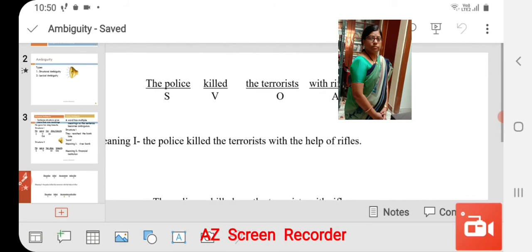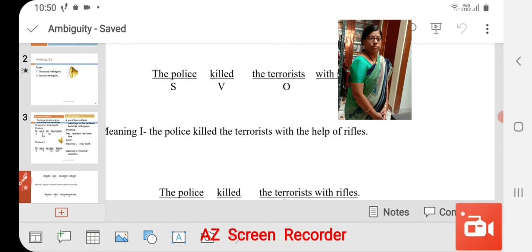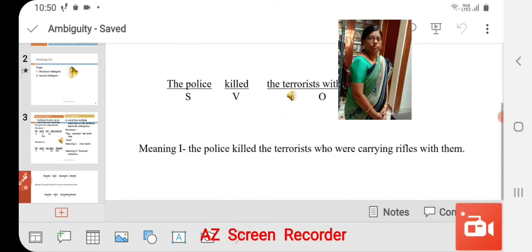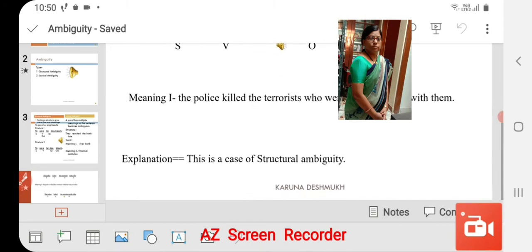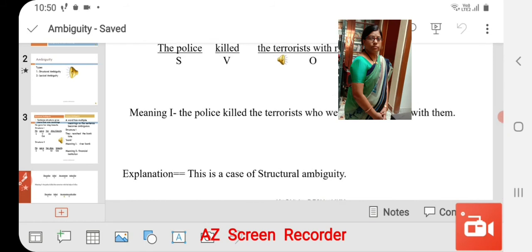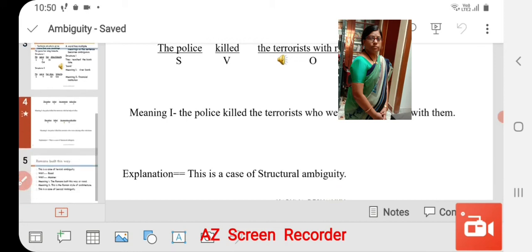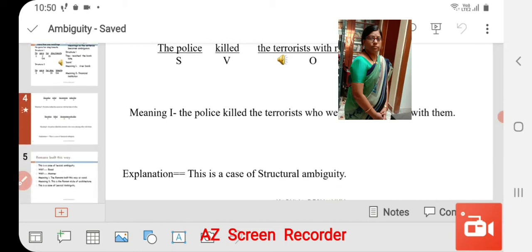आणि पहिल्या वाक्यामध्ये काय आहे? ह्या रायफल्स बिलॉंग टू द पुलिस. पोलिसांनी या टेररिस्टला मारलं. वी डोंट नो त्यांच्याजवळ रायफल होते की नाही, पण दिस ॲडव्हर्बियल इज रिगार्डिंग द पुलिस. यांच्याजवळ हे होतं विथ द हेल्प ऑफ रायफल्स. पण द सेकंड स्ट्रक्चर मीन्स द पुलिस किल्ड दोज टेररिस्ट हू वेअर कॅरिंग रायफल्स विथ देम. अँड द एक्सप्लेनेशन ऑफ दिस इज अ केस ऑफ structural ambiguity. So this is something very interesting.